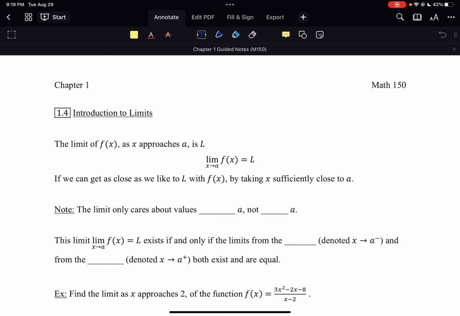So the limit of f of x as x approaches a is L, defined using this notation right here. So in other words, what this is saying is as x is getting closer and closer to the value of a, the function, the output, or the y value, is getting closer and closer to L.